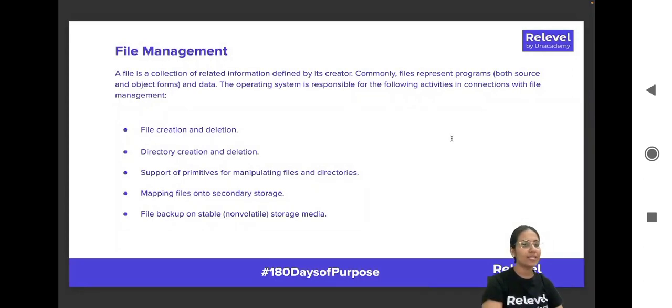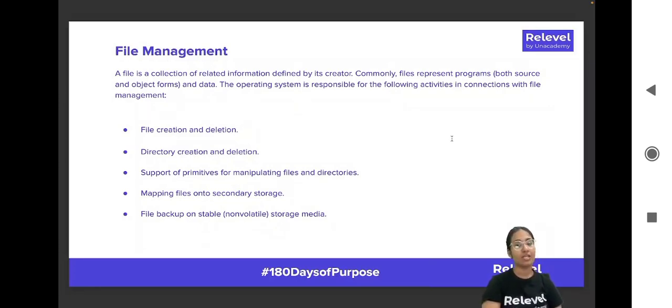So a file is nothing but a collection of related information, right? A file is a collection of related information which is defined by its creator. Commonly, files represent programs and data. Files could be a collection of related information defined by its creator, and commonly, files have programs and data inside them.